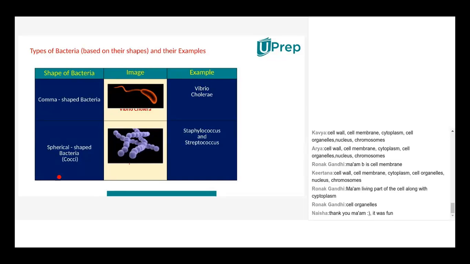Then you'll have spherical shaped bacteria. Those are called cocci. Cocci is the plural and coccus is the singular. So examples for spherical shaped bacteria: Staphylococcus, Streptococcus, the common cold causing bacteria. Okay. So here, based on the shape, the terminology is differentiated. So Vibrio cholerae is a comma-shaped bacteria; Staphylococcus and Streptococcus are spherical bacteria.